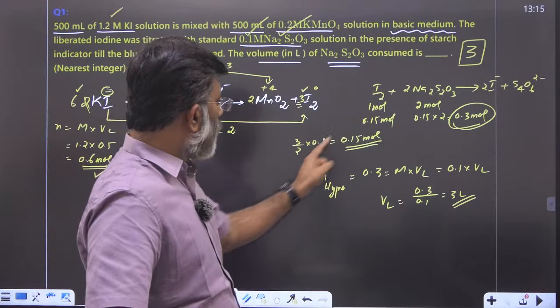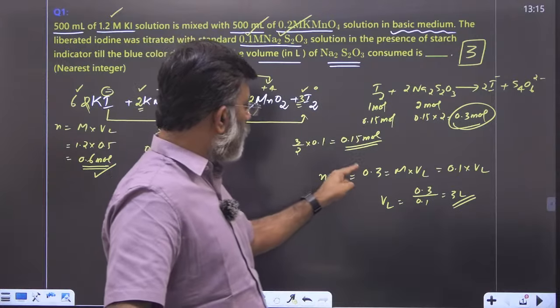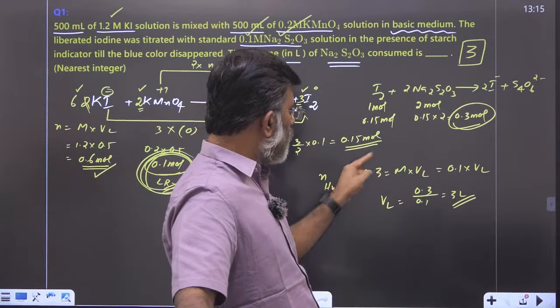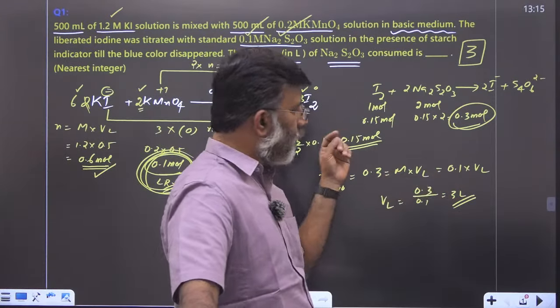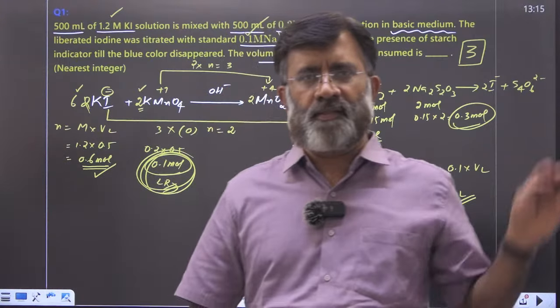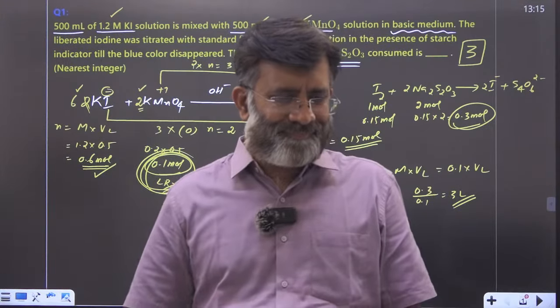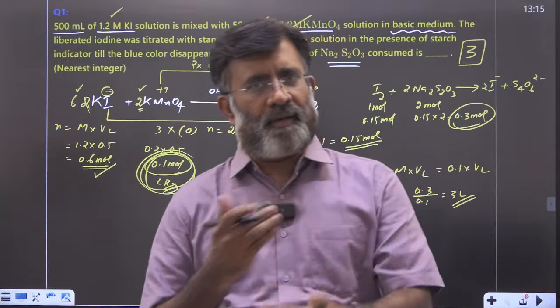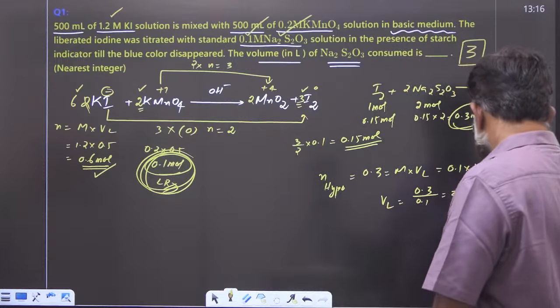And we want to know the volume. Number of moles equal to molarity into volume in liter. 0.3 equal to molarity into volume in liter. You get the volume as 3 liters എന്ന് കിട്ടും. Answer is 3. Okay. Let's switch on to the next question. അടുത്ത ചോദ്യം.